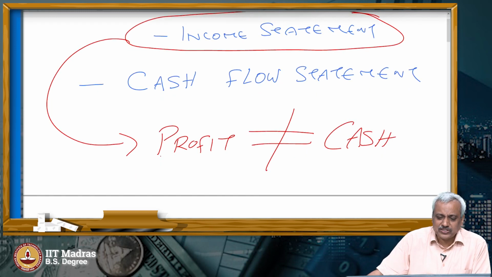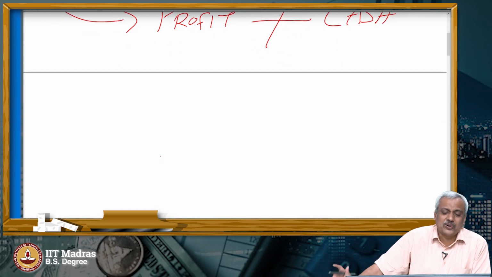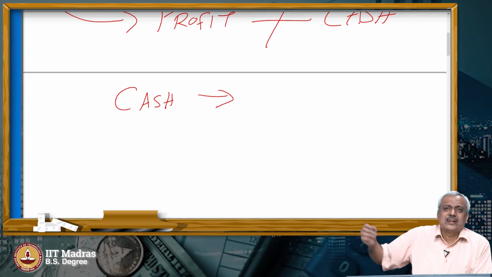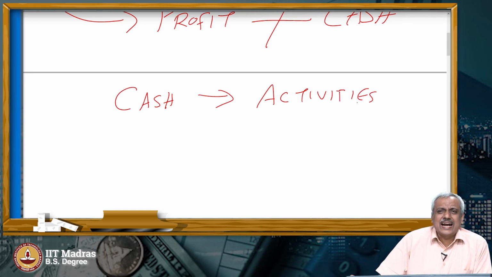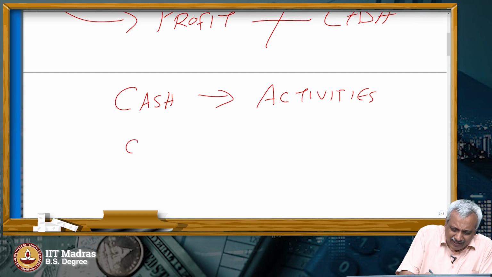But for any business to survive, we need to know: you need to have cash for your operations. You need cash for all your activities. So what do we do? We prepare what is called the cash flow statement.